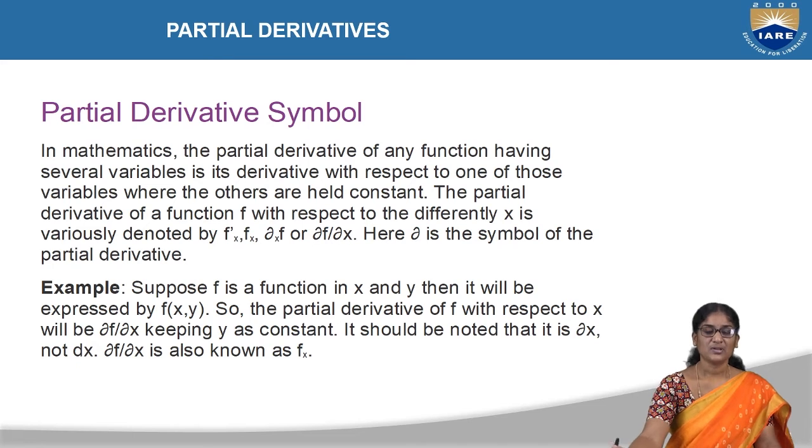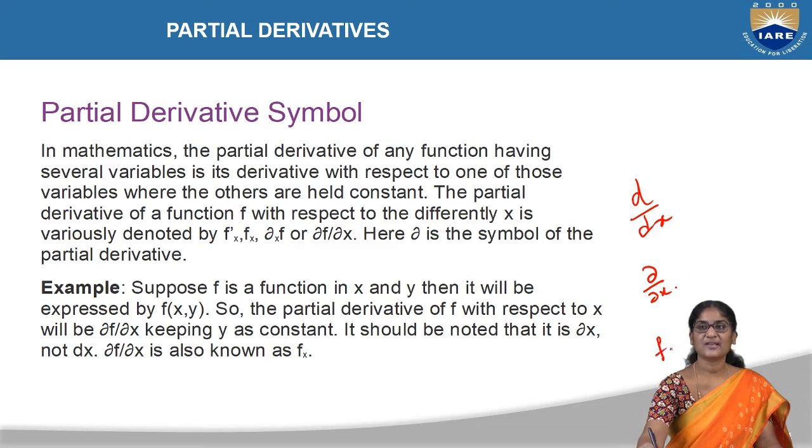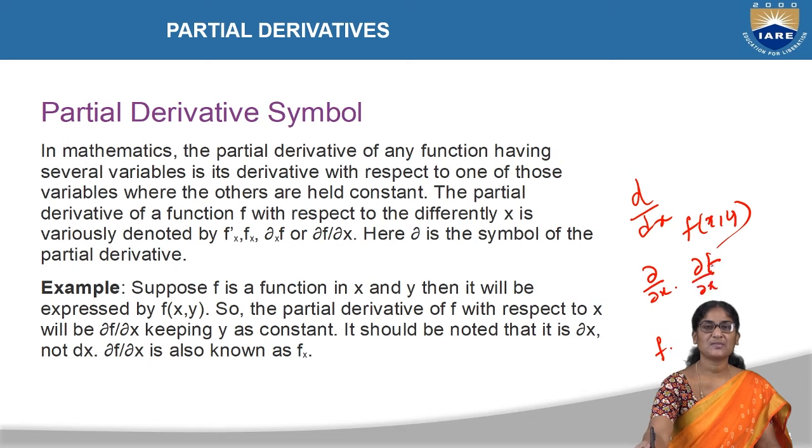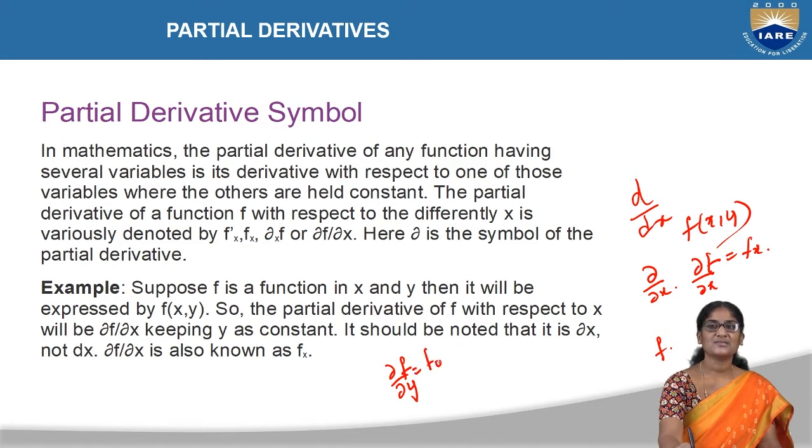We all know that the derivative is represented by d by dx. The partial derivative is represented by dou by dou x. Suppose f is a function of x comma y. If we differentiate f partially with respect to x, it is represented by dou f by dou x, which can be written as f suffix x. Similarly, if f is differentiated with respect to y, we can write it as f suffix y.